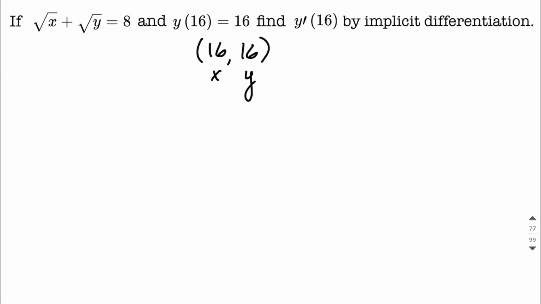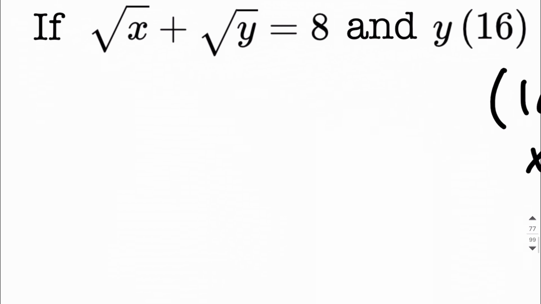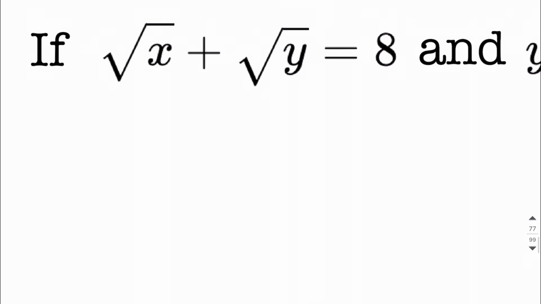All right, our end goal on this, though, is to find y prime of 16 by using implicit differentiation. So let's jump right in. We'll come back to that 16, 16 as an ordered pair. Shouldn't be too bad as long as we understand how to rewrite this. I think rewriting this really helps out a bunch.